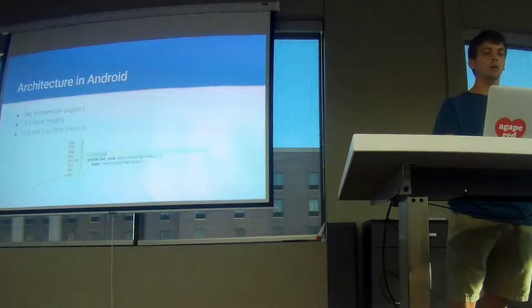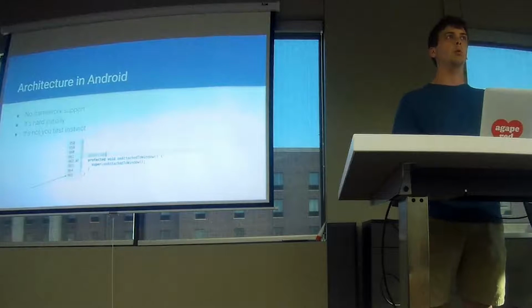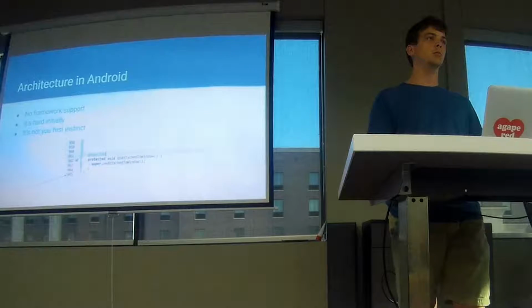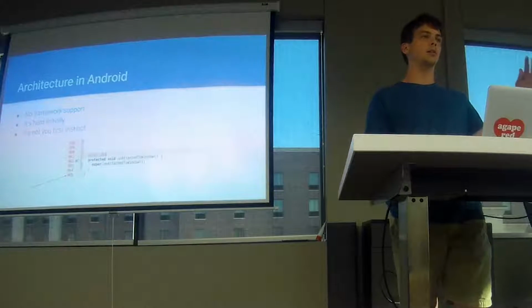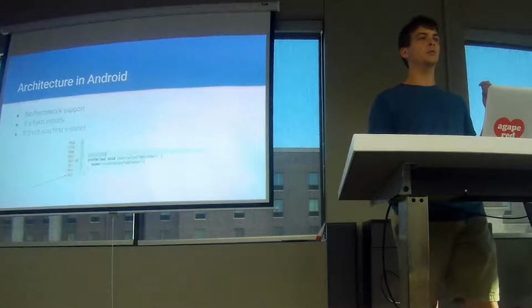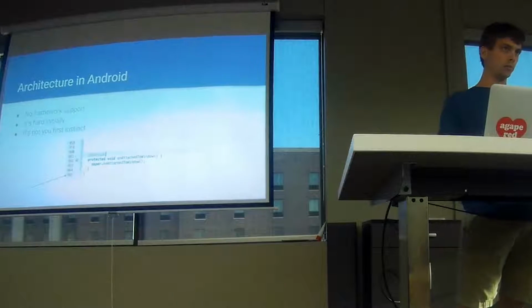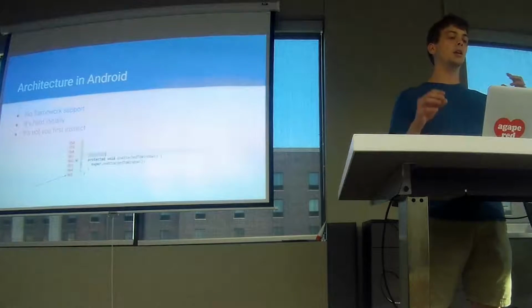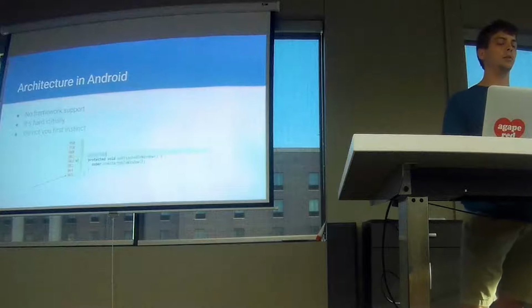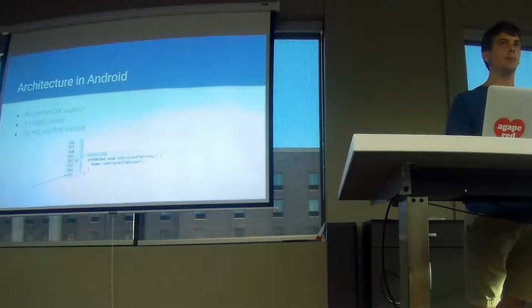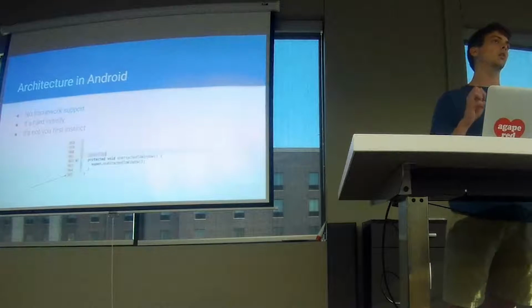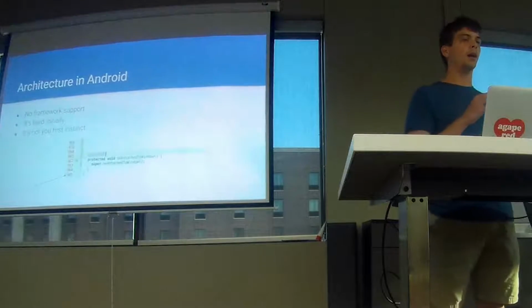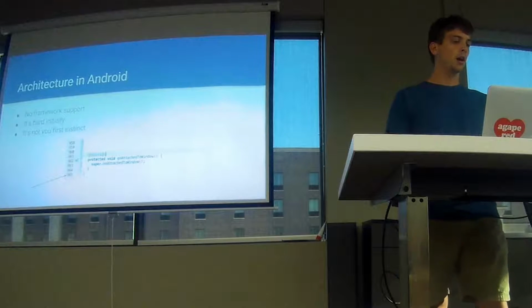So architecture in Android: out of the box, there's really no framework support. The only thing they really give you is the layers, kind of the bottom layer. They give you your views that you can render pixels on. They give you your fragments and activities that help manage the life cycle of your application. But other than that, there's really not much else they give you out of the box to help you structure where your code goes and how your data should flow through different objects.